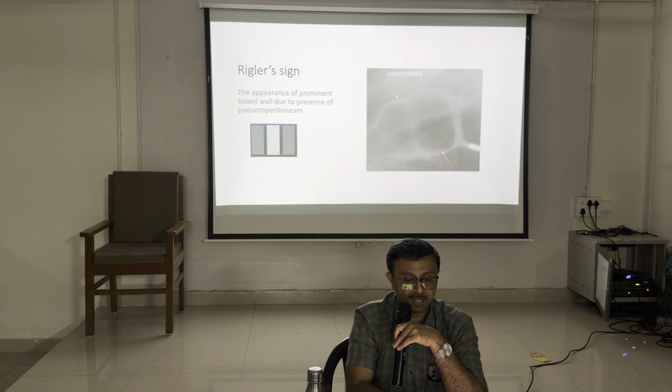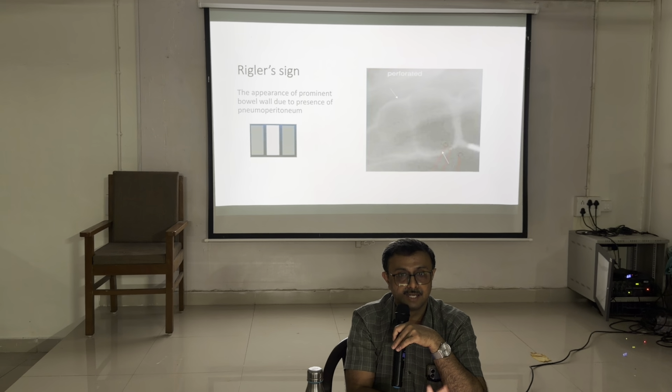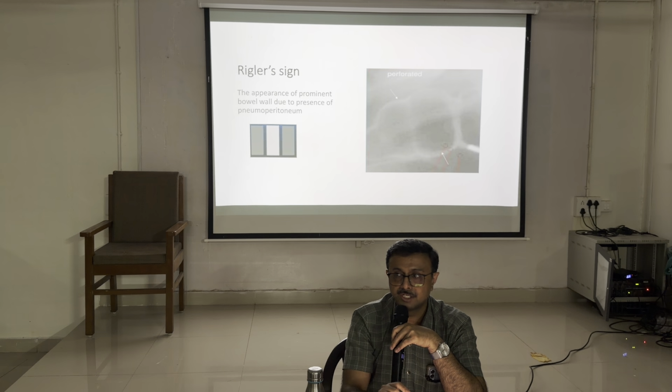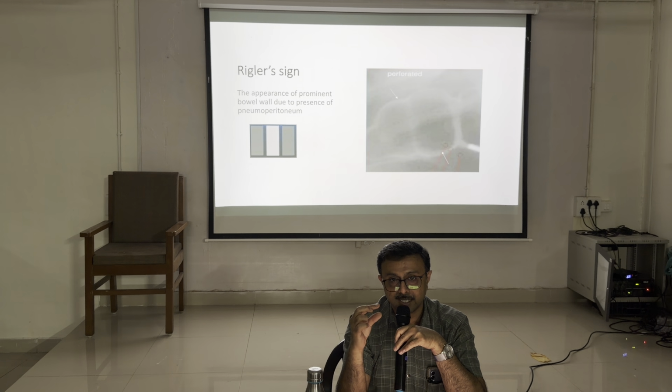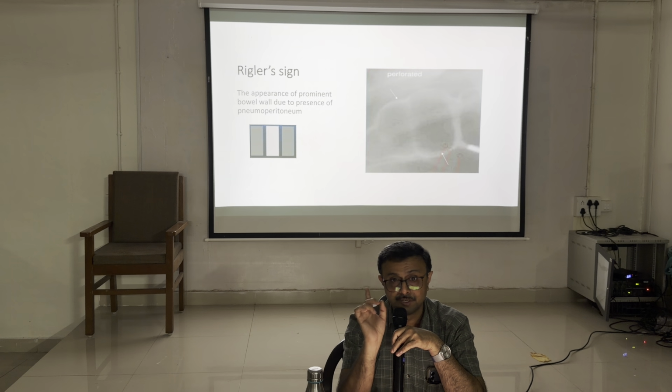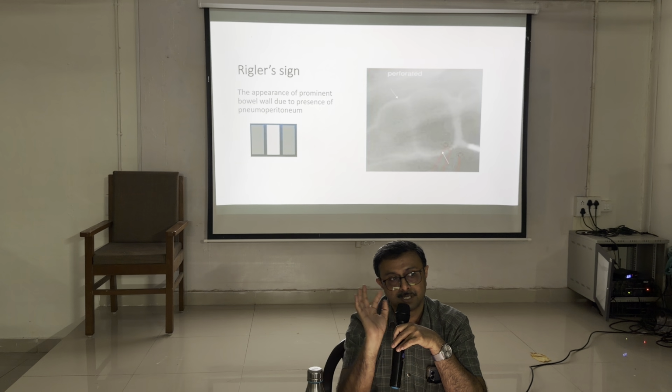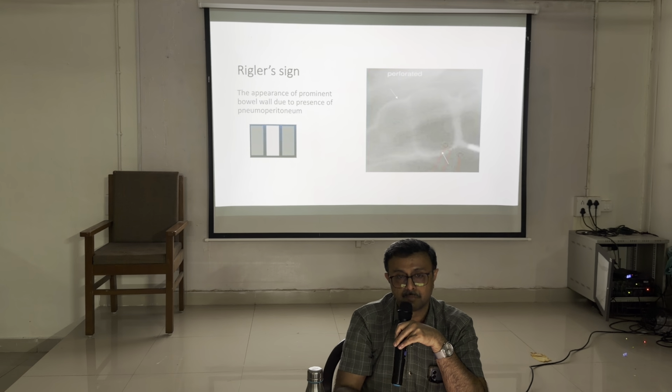Central white line surrounded on both sides by a gray line. Look here, there is an arrow where there is a white line. It is contrast, basically. If gas is there on both sides, then the bowel wall is visible. Otherwise the bowel wall will not be visible. Both sides will be black, and the bowel wall will show. That is the striking feature.